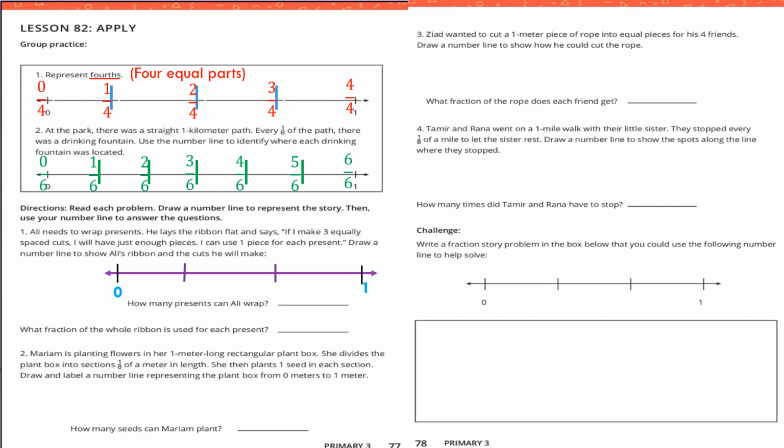Label each dash by its fraction. Here we have 3 equal parts. It means the denominator must be 3. Okay, so 0 will be 0 over 3, after 0 over 3, 1 over 3, after 1 over 3, 2 over 3, till the whole fraction 3 over 3.